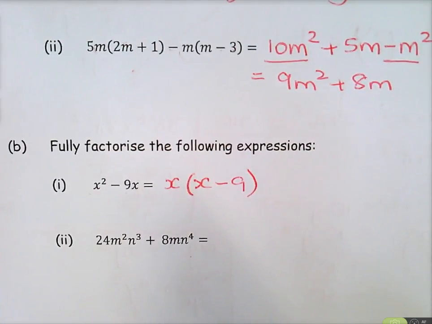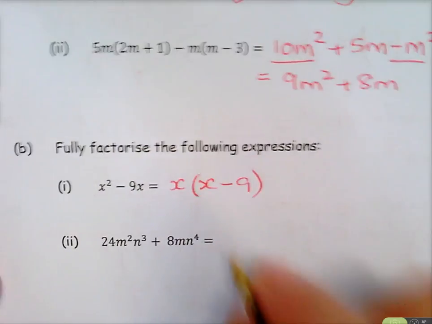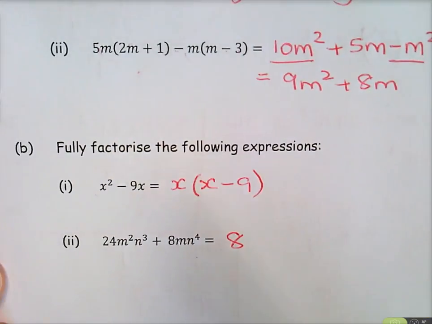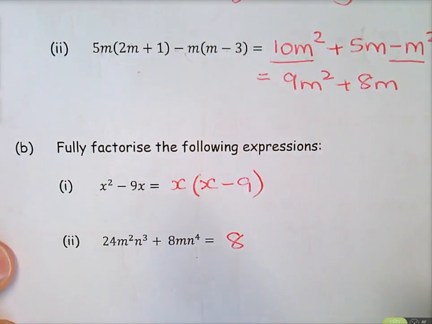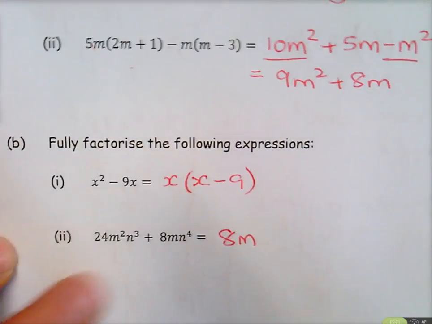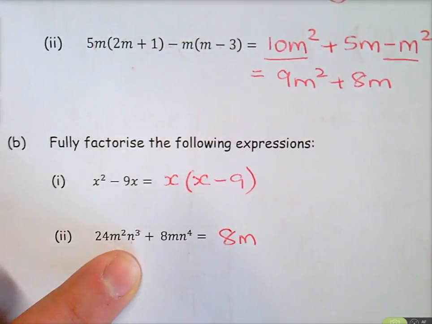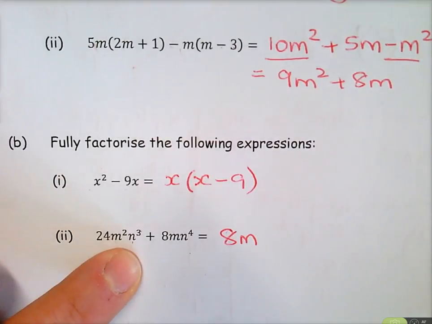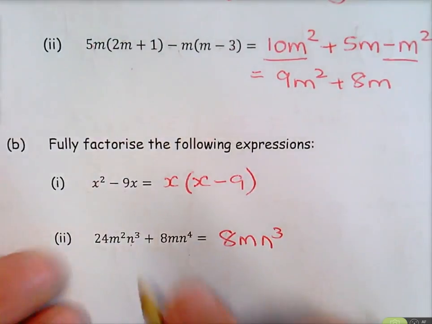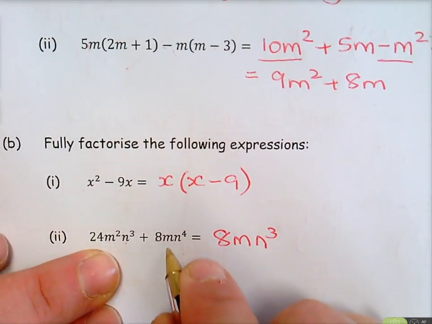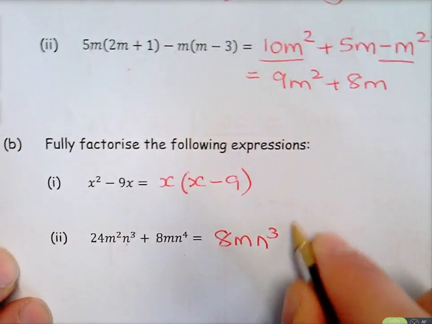Look at the numbers, 24 and 8. What's the highest common factor? It's 8. Look at the m's. We've got m squared and m. The highest common factor is an m. So you do one thing at a time. Look at n cubed and n to the power of 4. What's the highest factor? N cubed. That's how you work out your highest common factor. Looking at the numbers, looking at the m's, looking at the n's. Bracket.